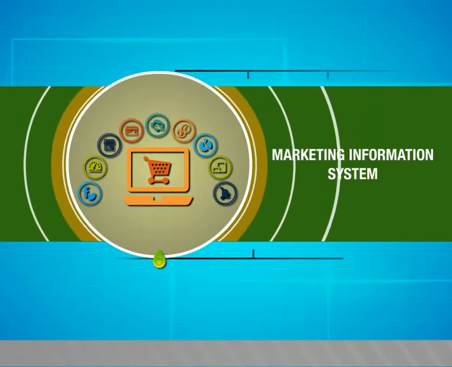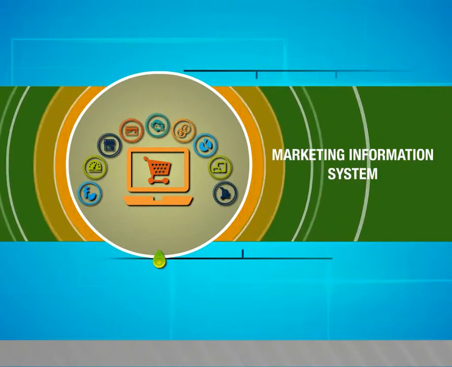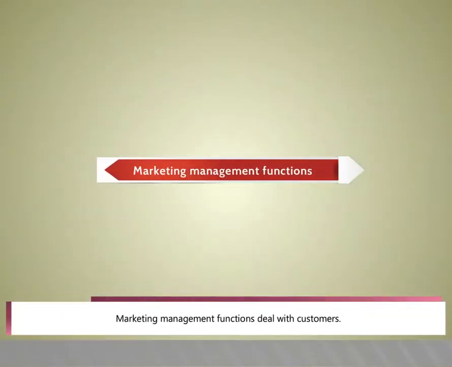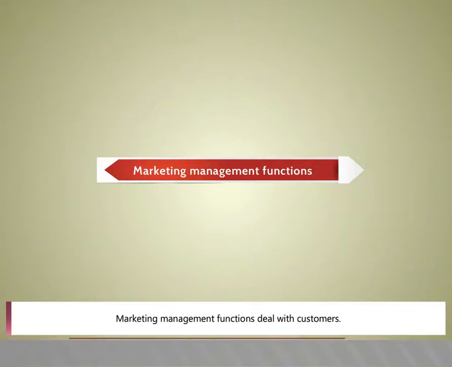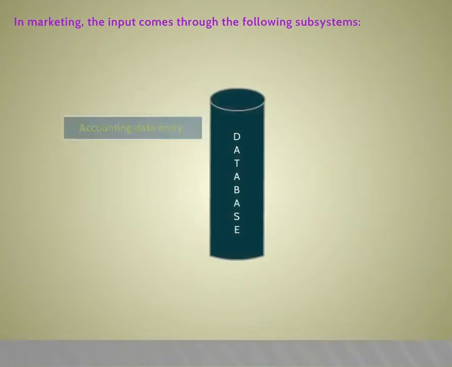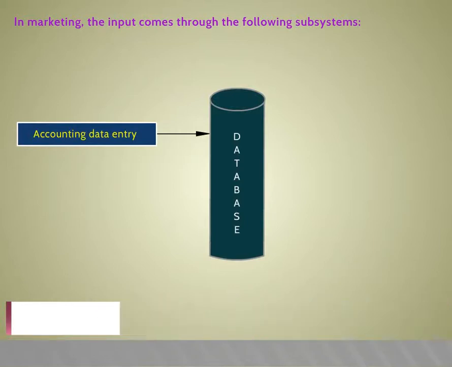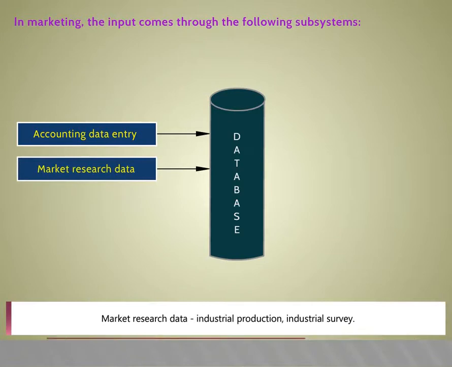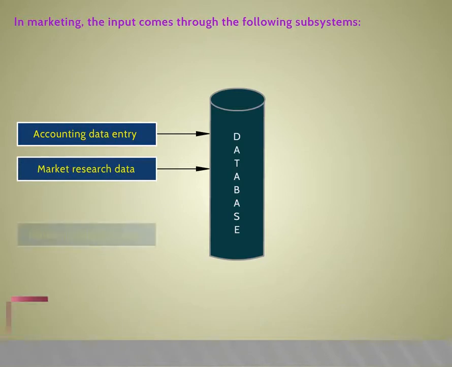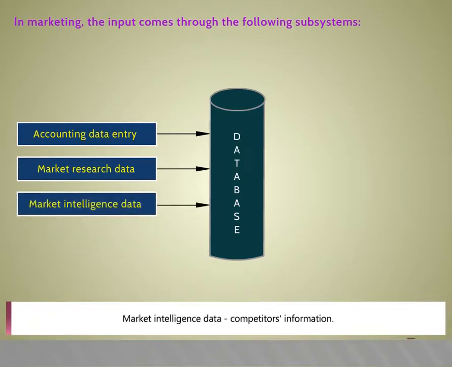Marketing Information System. In this video, we are going to see about Marketing Information System. Marketing management functions deal with customers. In marketing, the input comes through the following subsystems: accounting data entry, sales, payments, invoices, delivery notes. Market research data, industrial production, industrial survey. Market intelligence data, competitors information.